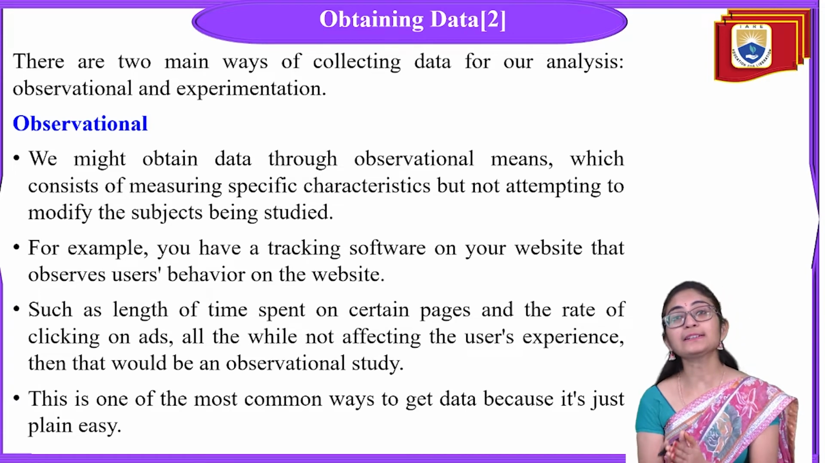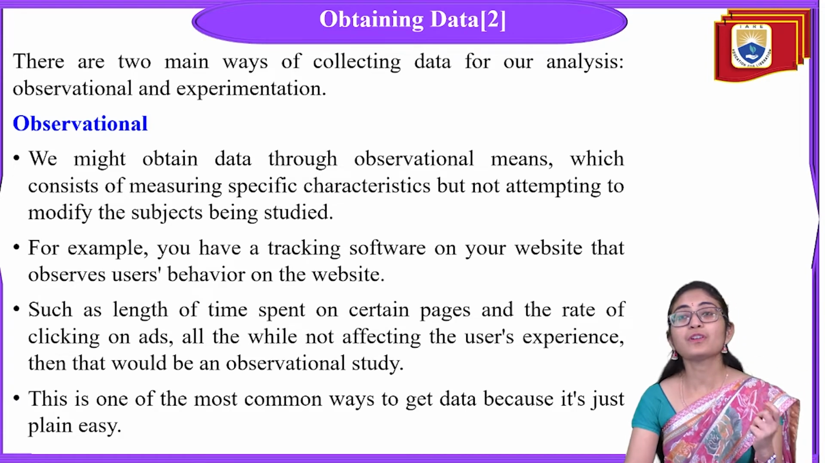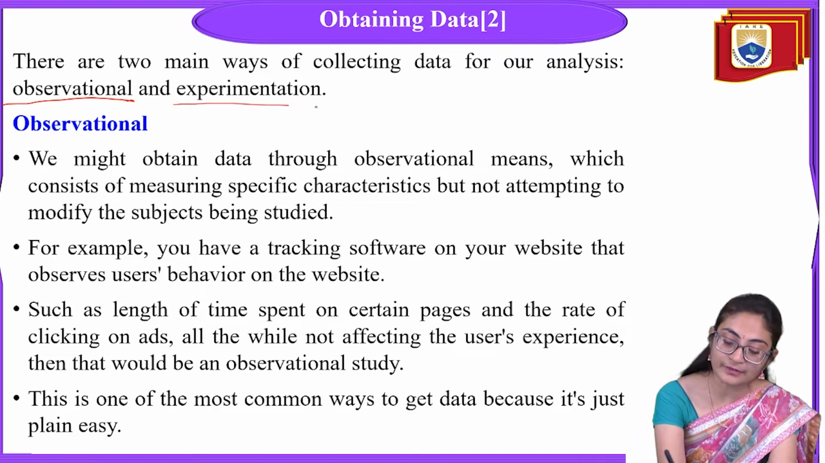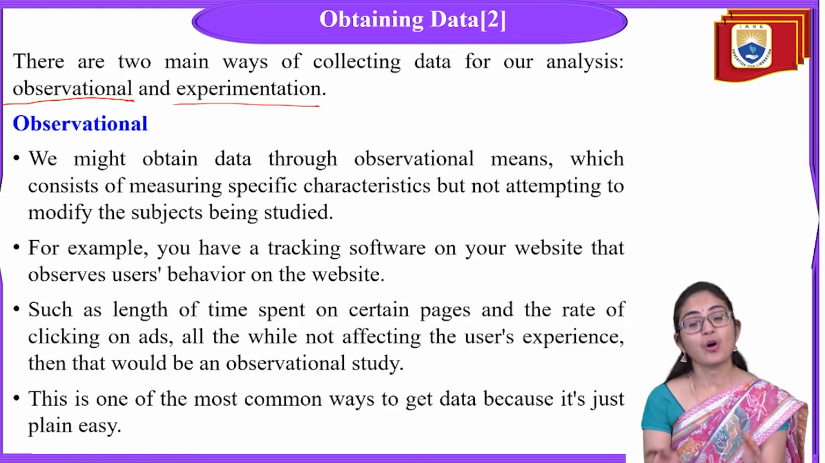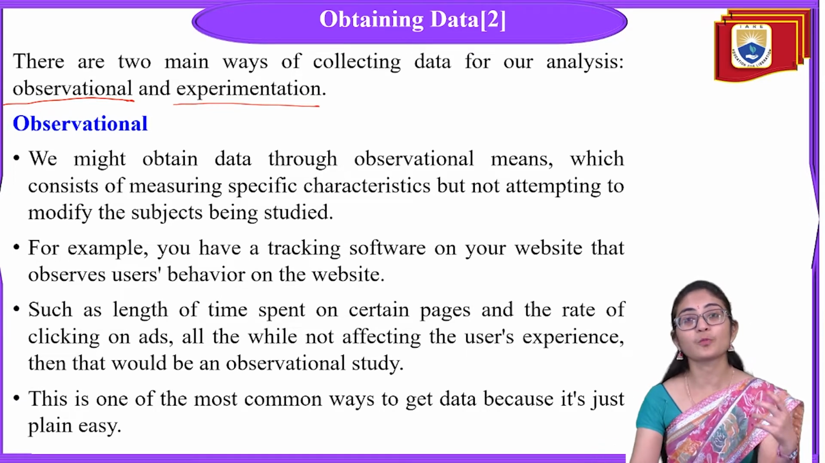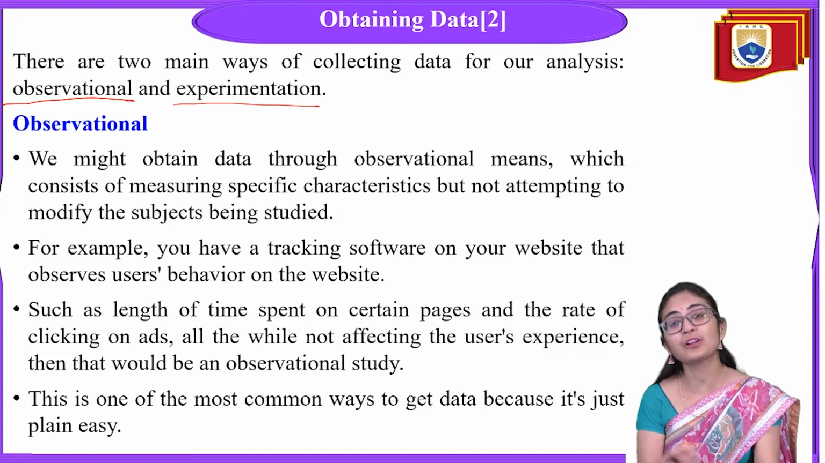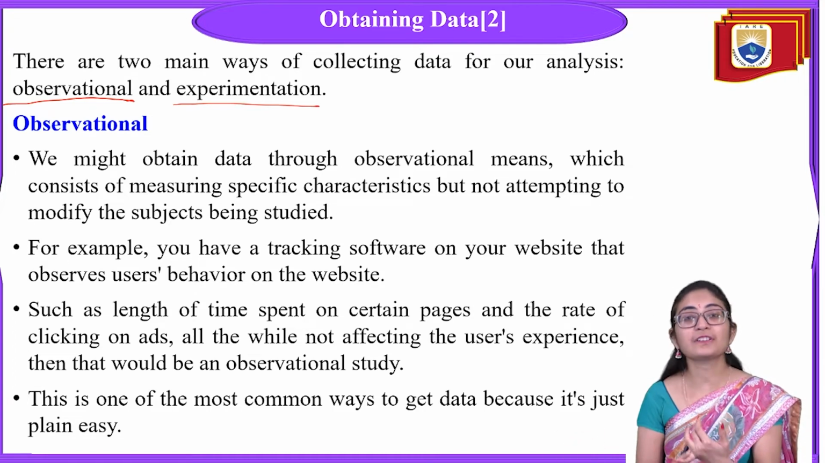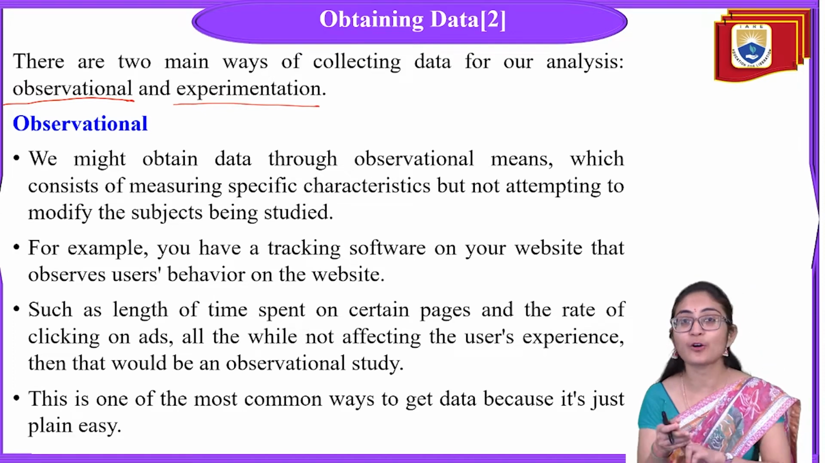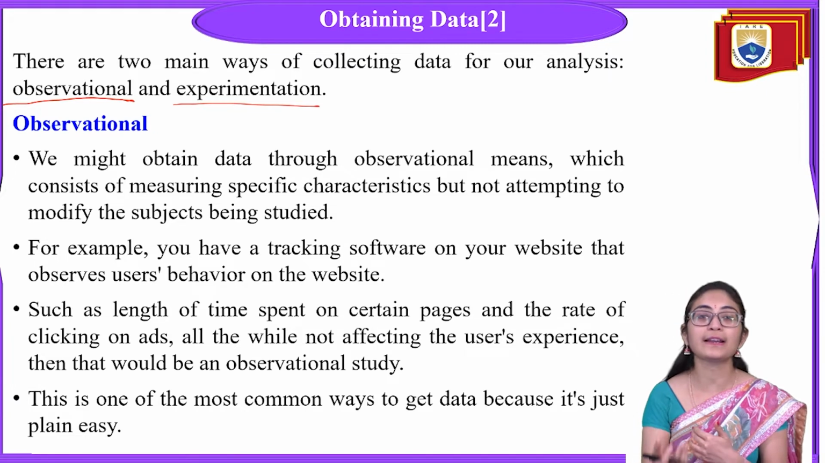Now there are two main ways of collecting the data for our analysis. One is observational and another one is experimentation. First, we will see the observational. These things, observational and experimentation, are involved in obtaining data. That means how we will obtain the data, either by observation or by experimentation. That means there are two ways, by observing your data or by experimenting. So first we will see the observational.